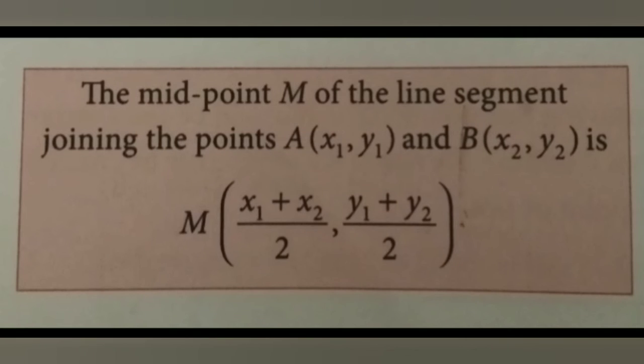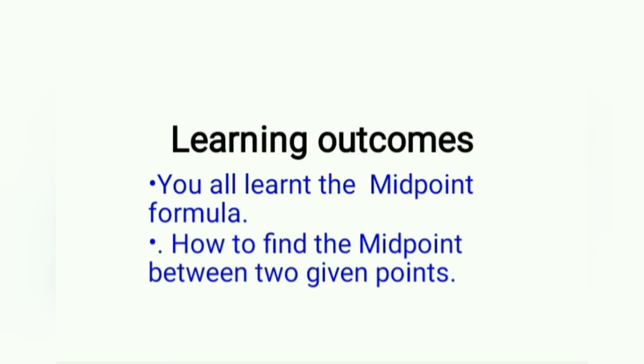Children, let's recap today's class. Midpoint formula. The midpoint M of the line segment joining the points A of x1, y1 and B of x2, y2 is M of (x1 plus x2) by 2, (y1 plus y2) by 2. Learning outcomes. At the end of the class, children all learned the midpoint formula and how to apply the midpoint formula to find the midpoint between 2 given points.